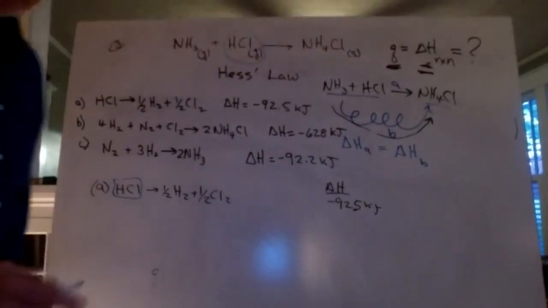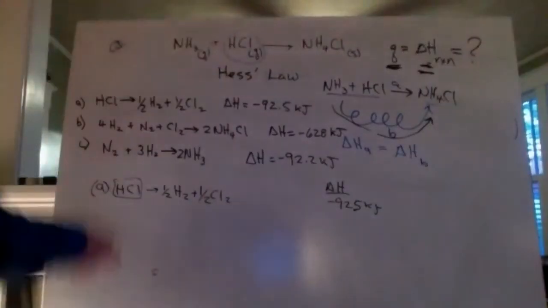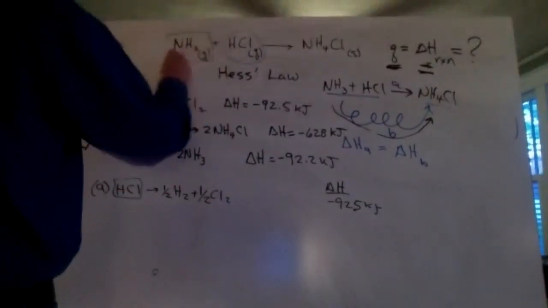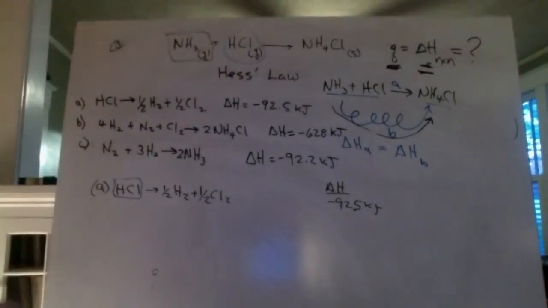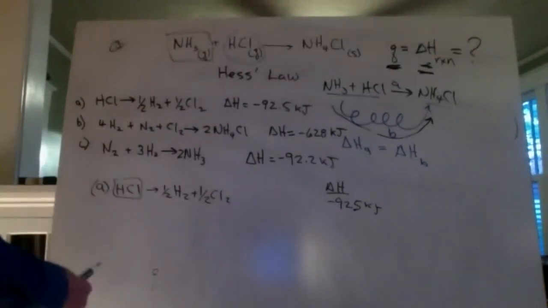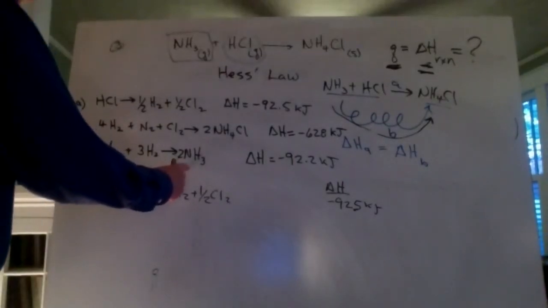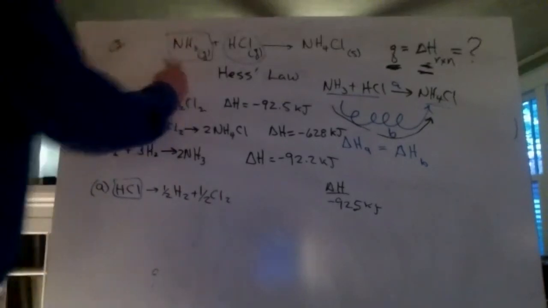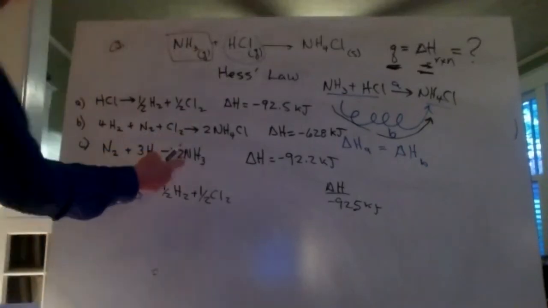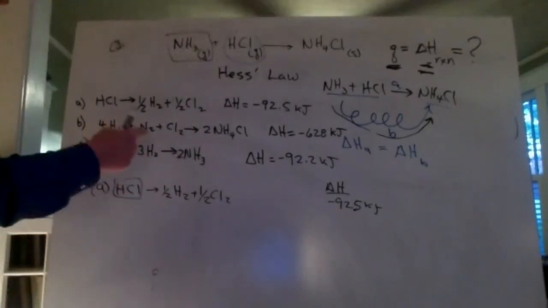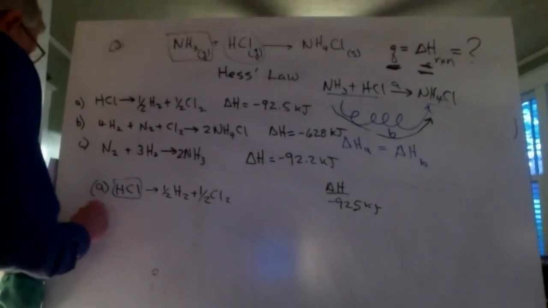Now, what else do we need? We only have 10 minutes left. We need 1 mole of NH3. And is there anything here that has NH3 as a reactant or a product? Well, equation C has 2 moles of NH3 as a product, but we need 1 mole of NH3 as a reactant. So we're going to reverse this reaction and divide it by 2 so that we'll have 1 mole of NH3.